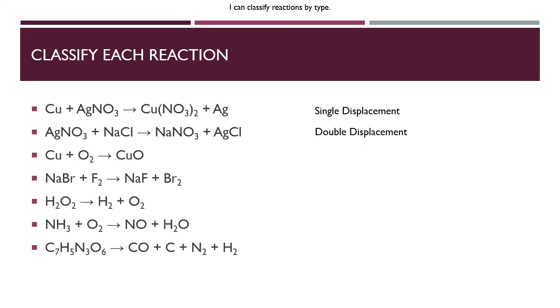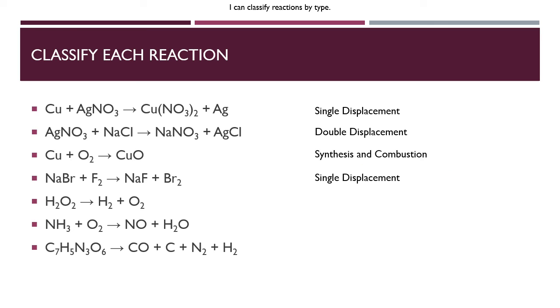Number 2 is double displacement because I have ion exchange. Notice the silver is taking the place of the sodium to form silver chloride. The sodium takes the place of the silver to form sodium nitrate. So that's double displacement. The next one would be both synthesis and combustion. Synthesis because we get just a single product here, the copper 2 oxide. Combustion because O2 is a reactant. So we would need to list both there.